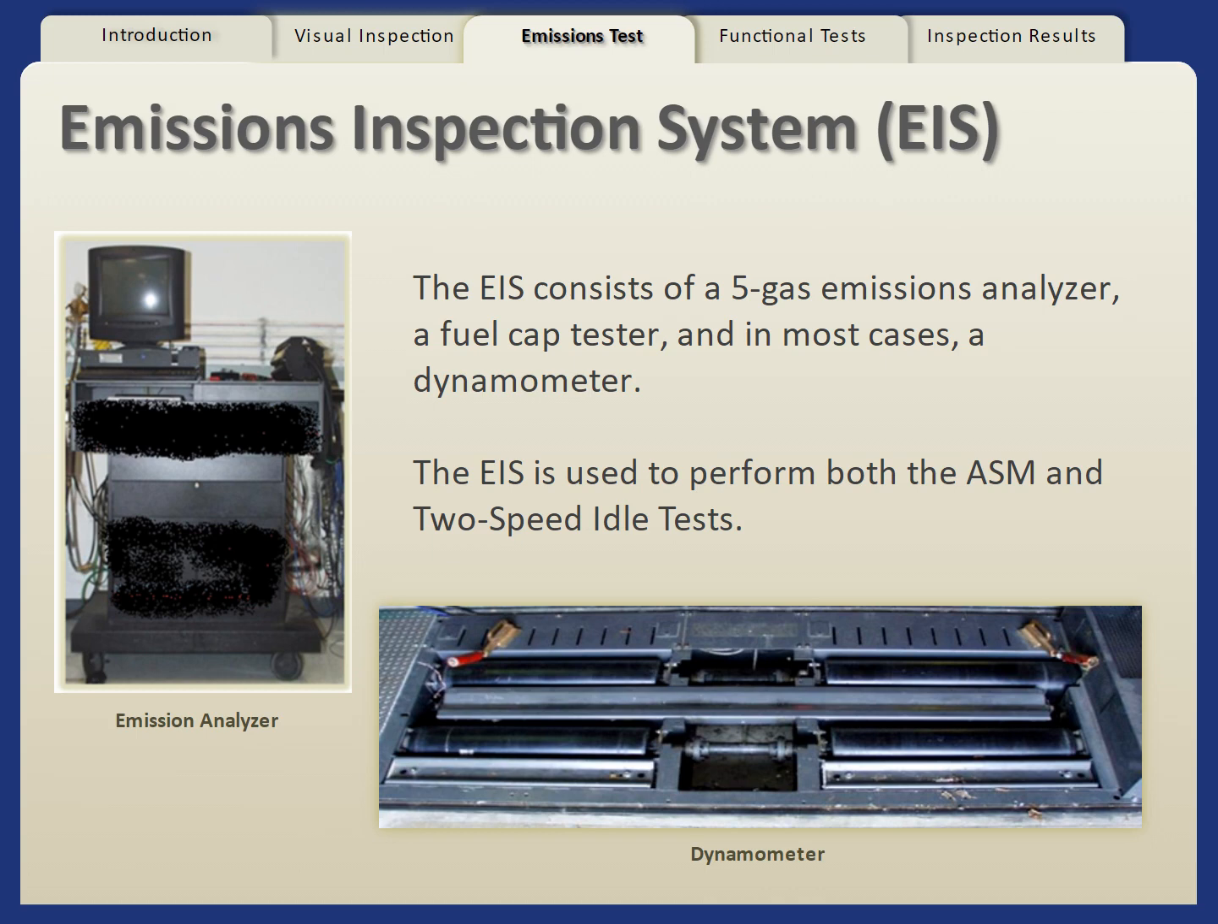The emissions inspection system consists of a 5-gas emission analyzer, a fuel cap tester, and in most cases, a dynamometer. The emissions inspection system is used to perform the acceleration simulation mode test and the two-speed idle test.